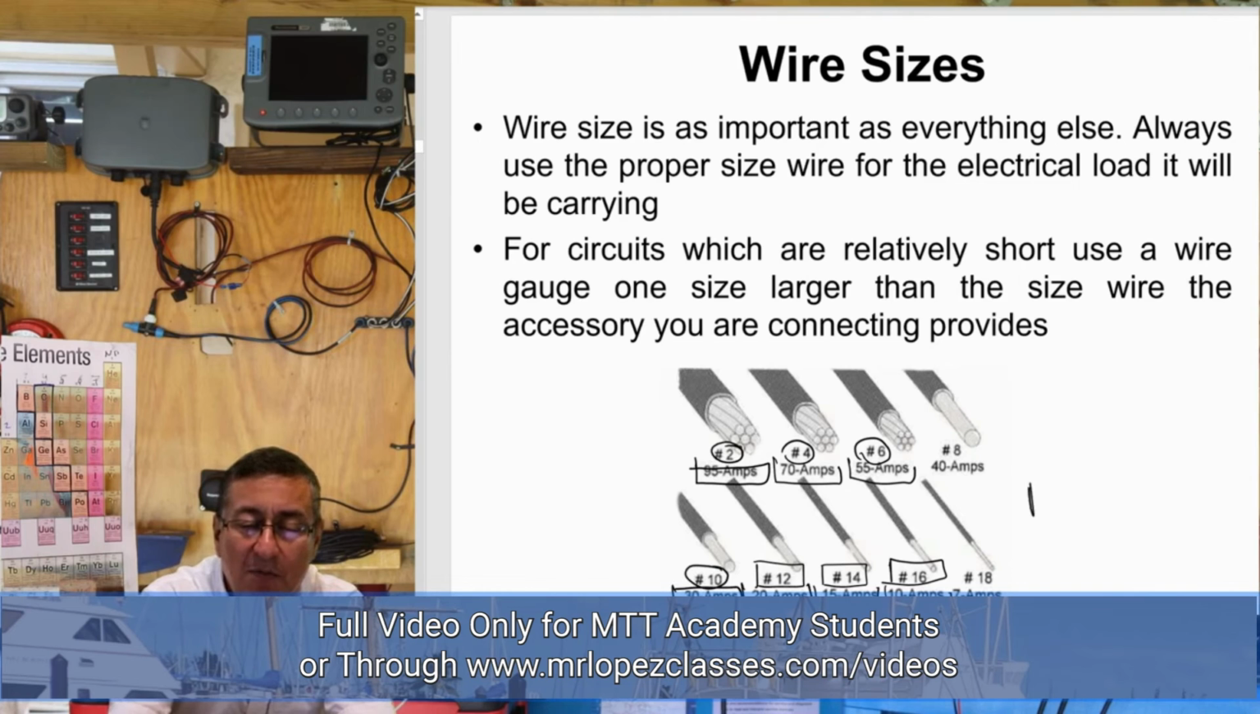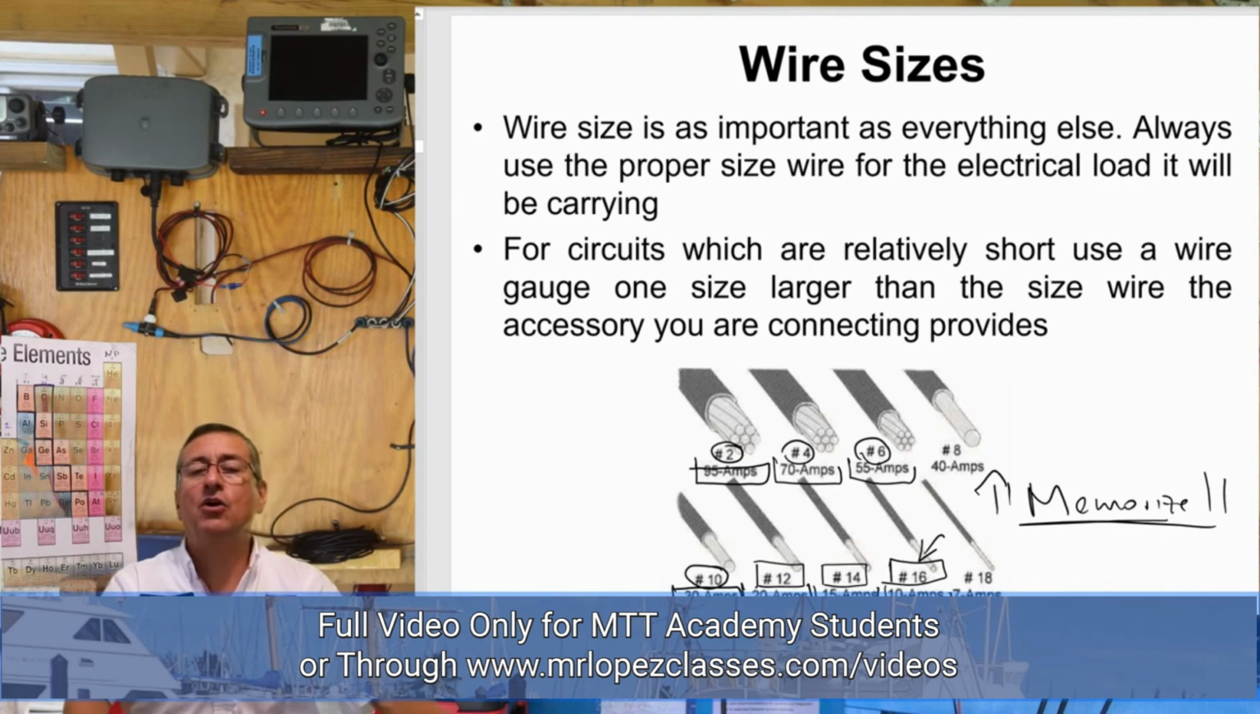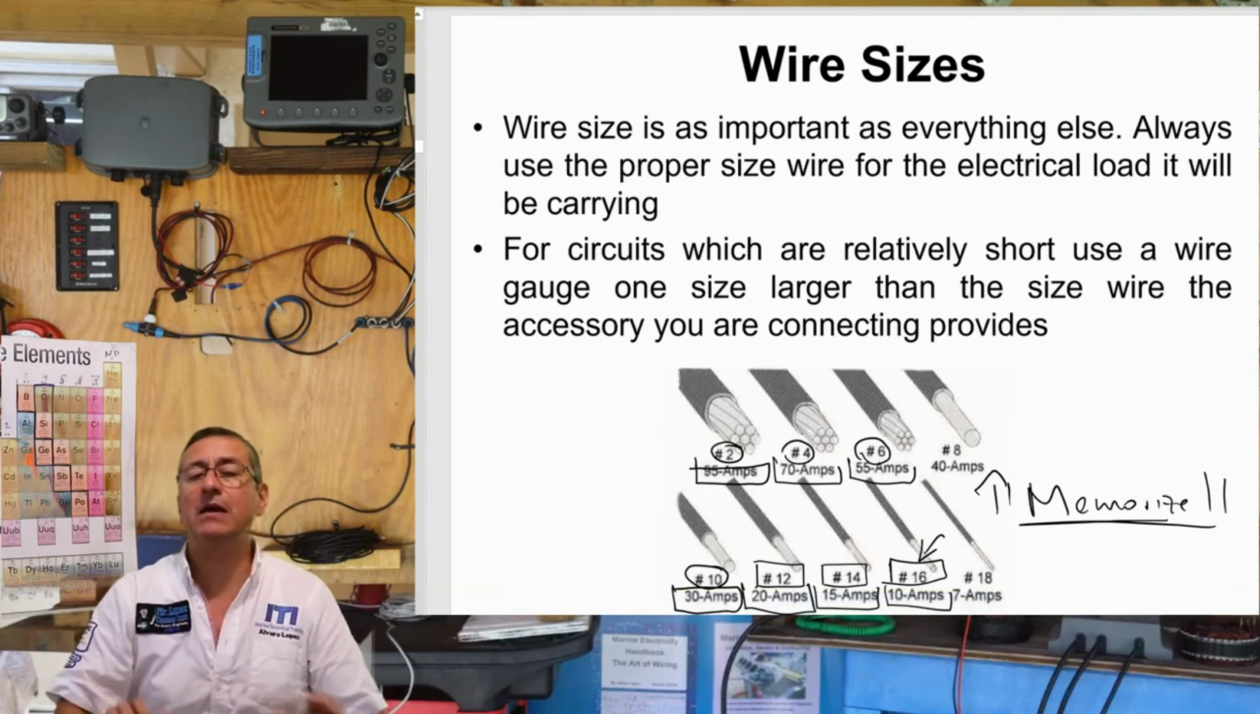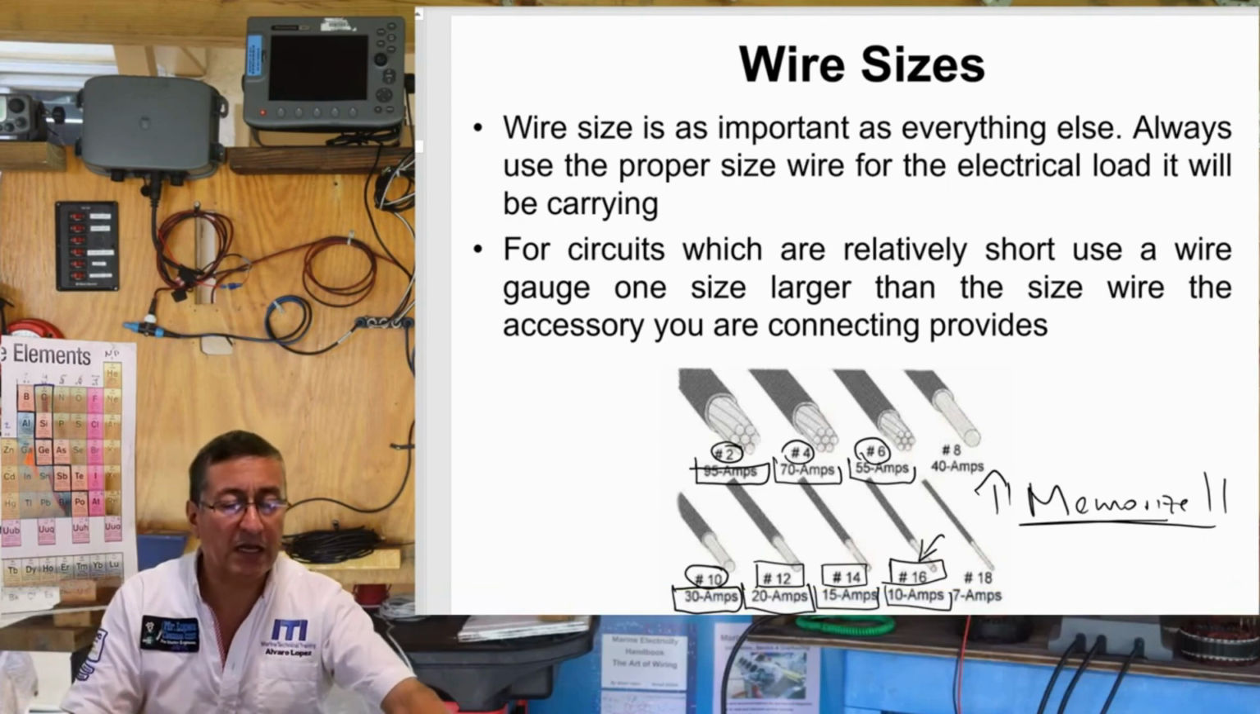I need you to memorize this table. This is your homework. Memorize, according to the gauge, how many amps. The same as the color codes. Memorize the color codes and memorize, according to the gauge, how many amps I can move on that cable. This is very, very important information.